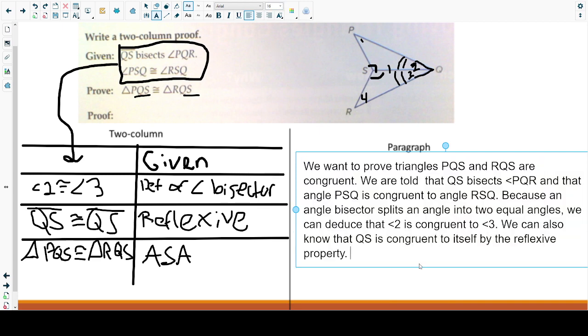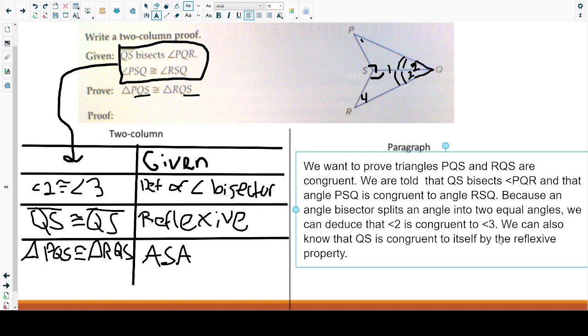There we go. So we have the reflexive property. Now, again, still three parts. What do we know? QS is congruent to itself. How do we know it? The reflexive property. We don't really have a result like we did in algebraic proof because there really is no result. We're just stating a fact here. The result is going to be at the very end with angle side angle.